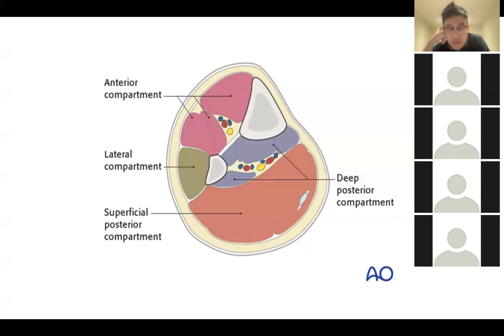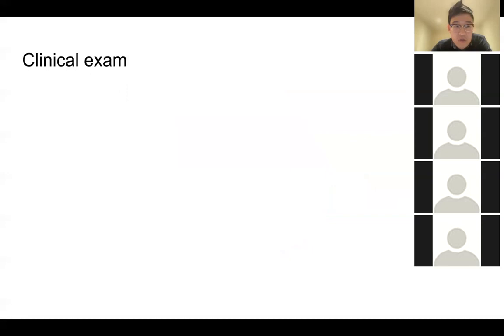Peroneus tertius. But yeah, the points. Okay. Good. So you talked about the sensory a bit. So how do you examine the nerves in the lower limb motor wise?